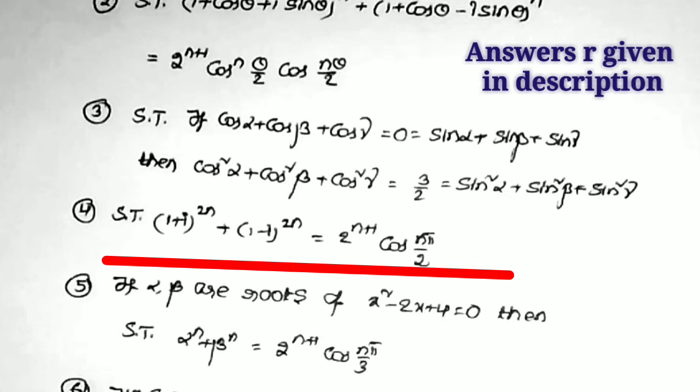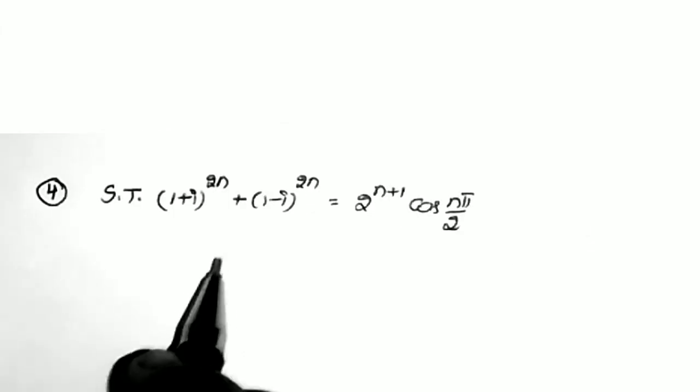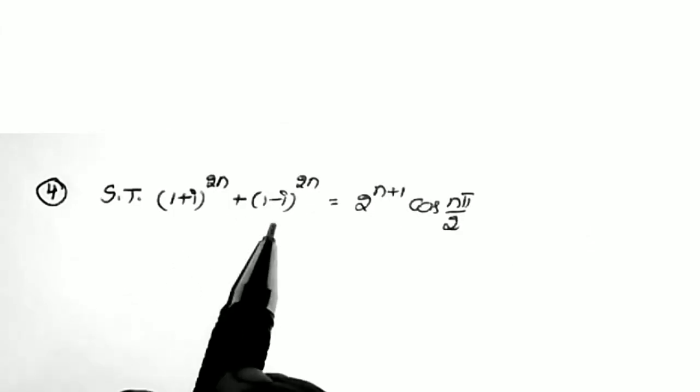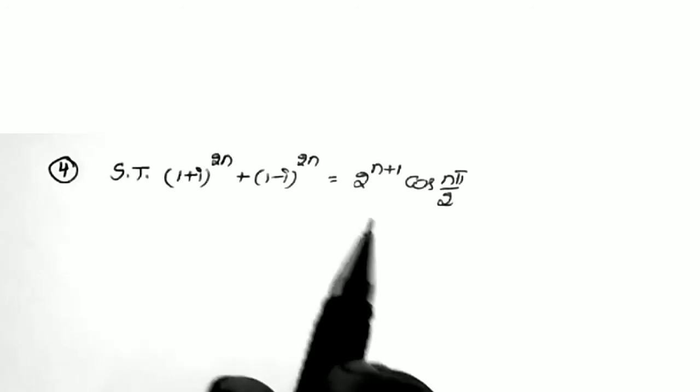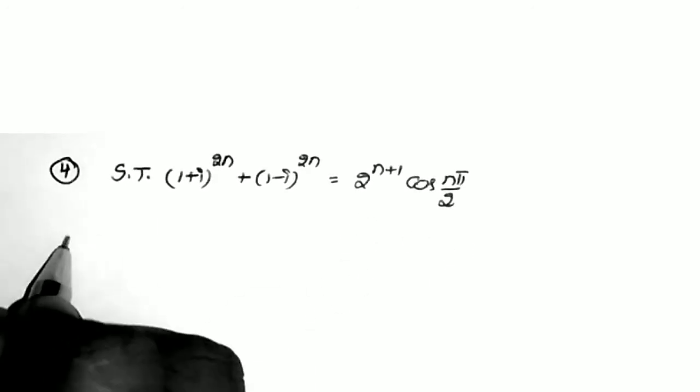I am explaining only the fourth sum. So this is the fourth question. Show that (1 plus i)^2n plus (1 minus i)^2n is equal to 2^(n plus 1) into cos(n pi by 2). Very important is the question.